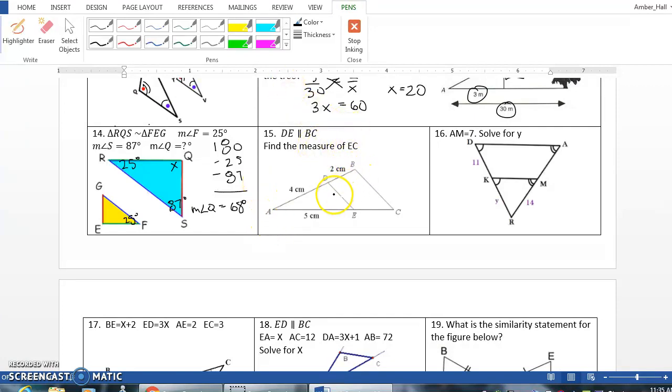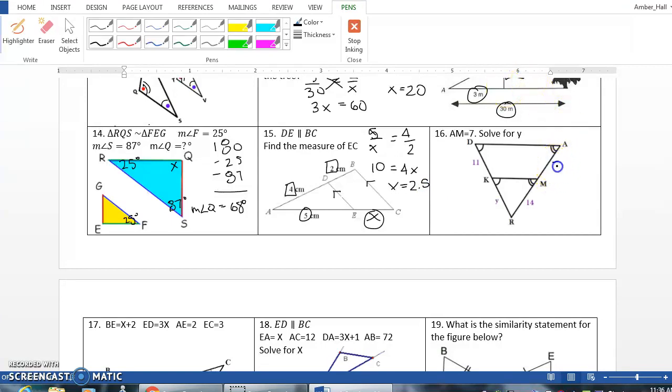DE is parallel to BC. Find the measure of EC. If you know that these are parallel, we know that these are similar triangles. So EC is going to be x, and we can set up a proportion. 4 is going to correspond with 2, 5, and x. So we go 5 over x equals 4 over 2. Cross multiply, 10 equals 4x, and x equals 2.5.